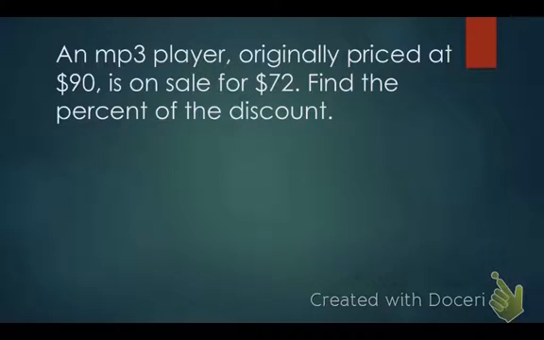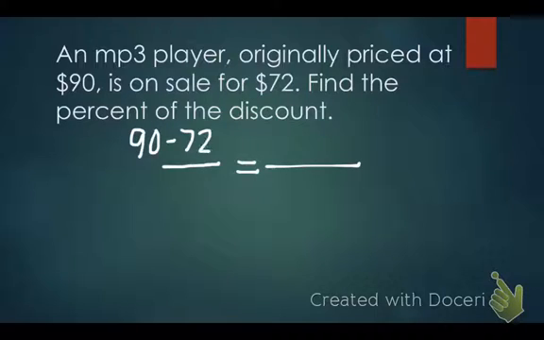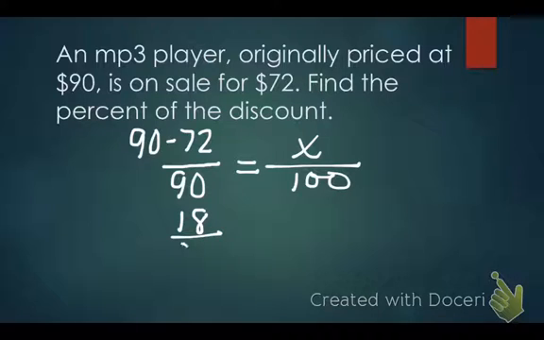Okay, let's illustrate this with an example. An MP3 player originally priced at $90 is on sale for $72. Find the percent of the discount. First of all, this is going to be percent of decrease since it dropped in price. To figure out how much it dropped, I would do 90 minus 72. Always put the original on the bottom, and if I'm going to make this a percent, I'm going to do x out of 100. So 90 minus 72, the price changes by $18, so I do 18 over 90 equals x over 100, and I solve my proportion.